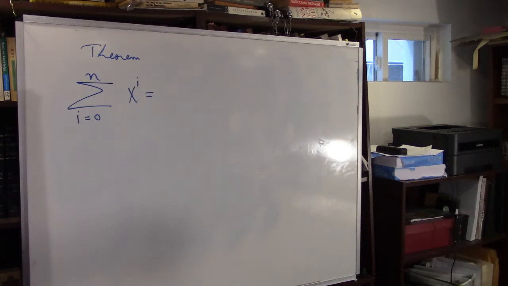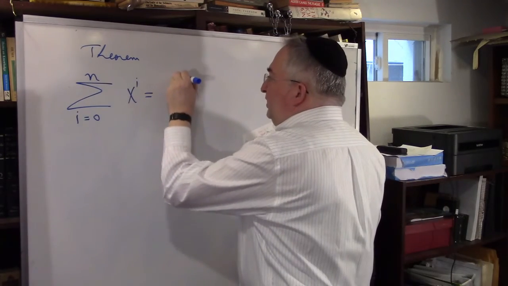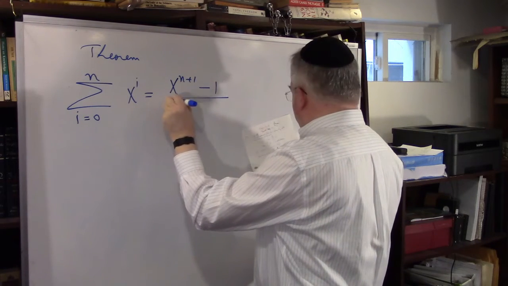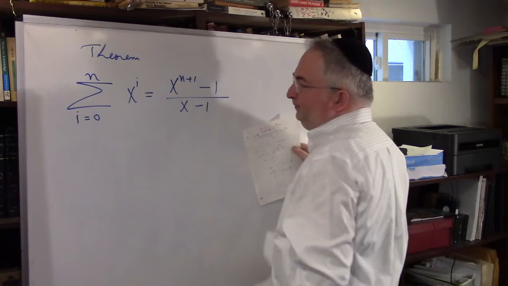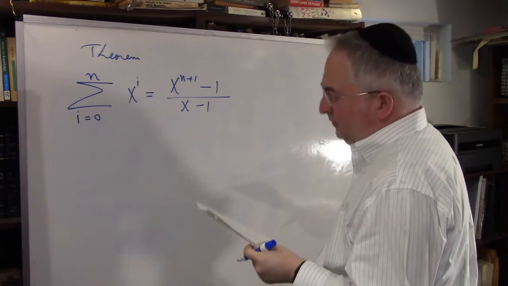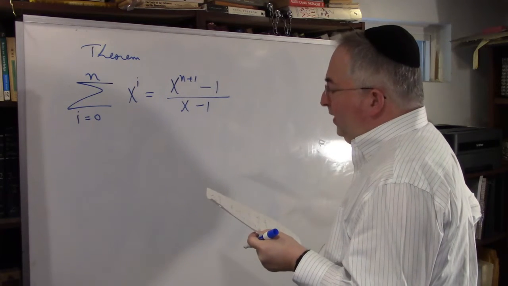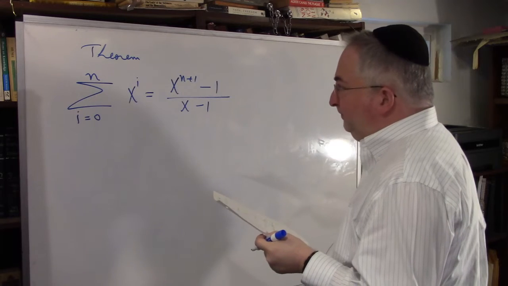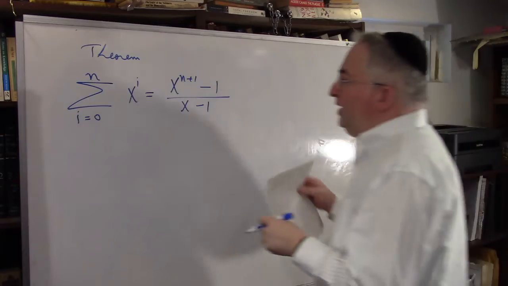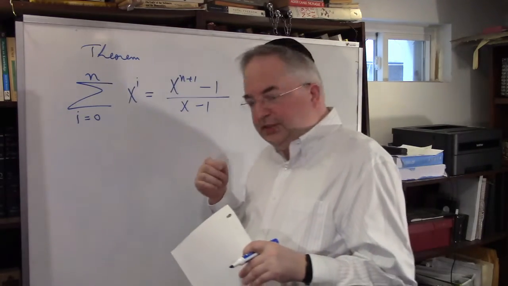Okay, it's equal to (x^(n+1) - 1) divided by (x - 1). I want to prove this theorem. But before I prove it, notice we did things like this before.